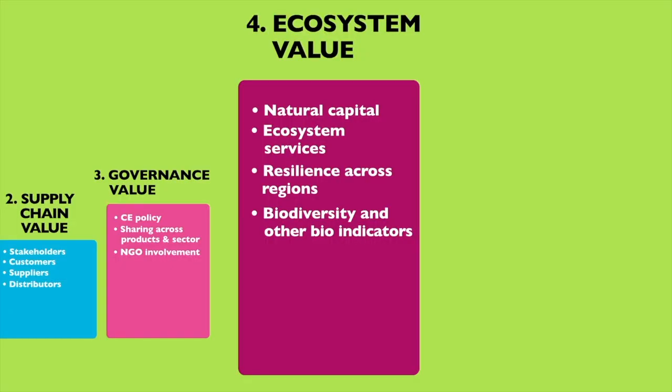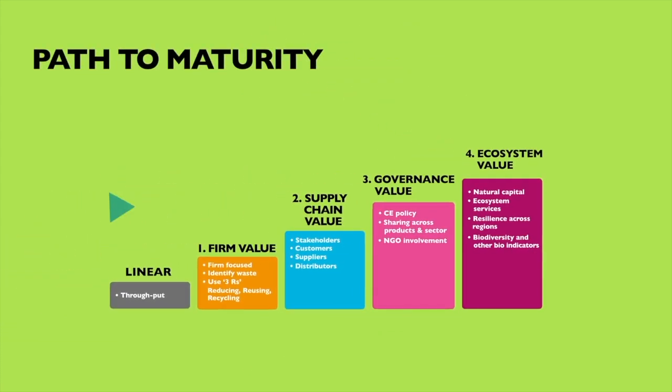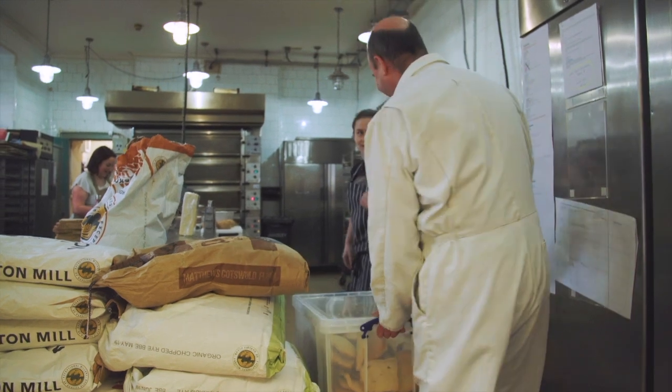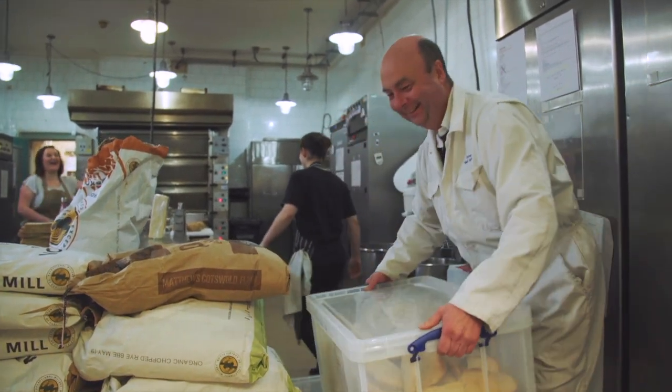This is the highest level. It involves natural capital, the idea of ecosystem services. Here, by firms working together, they're creating resilience across the region and across the sector. So this is the highest level of circular economy maturity.